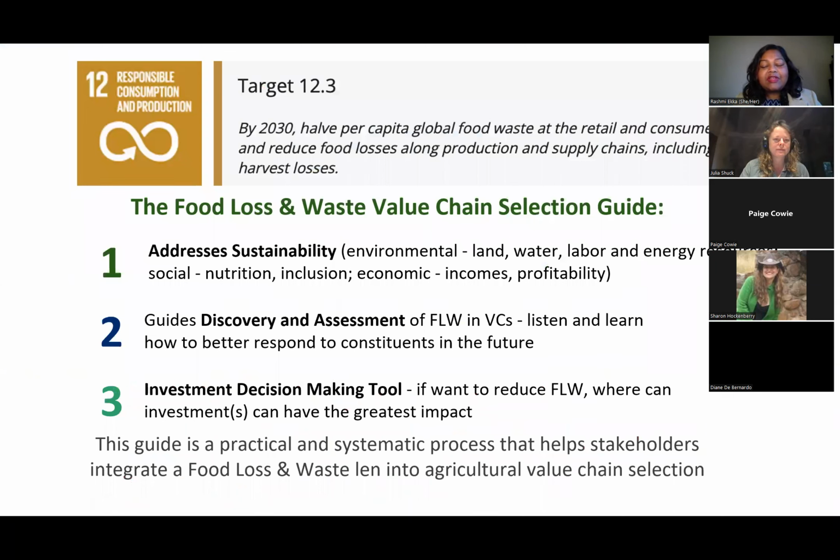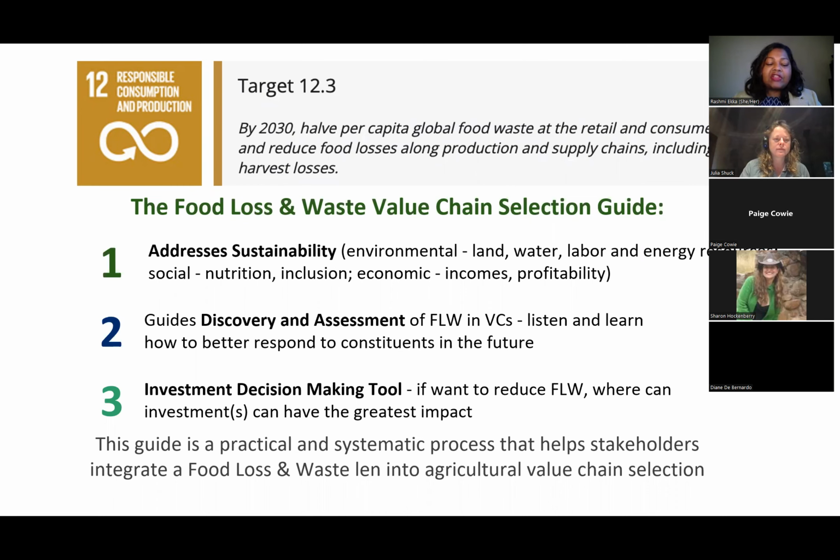So the main purpose of the guide is really to help users incorporate food loss and waste considerations while selecting priority crops. This is really important for sustainability. As Paige mentioned, global food loss and waste is responsible for a large part of human-caused greenhouse gas emissions.